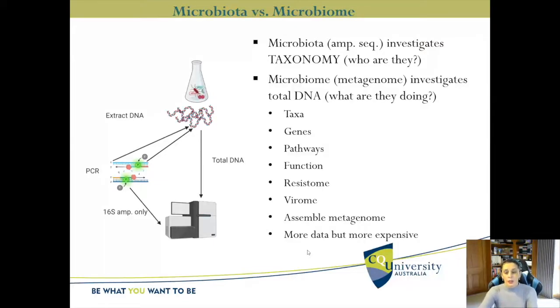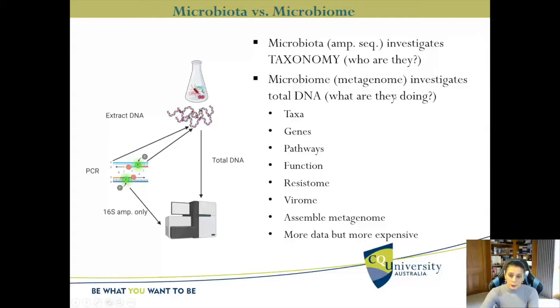Microbiota analysis, or amplicon sequencing, investigates taxonomy and answers the question, who are they? So if we have a mock community and we sequence the microbiota, we will sequence one small section of the DNA based on the primers chosen. We will amplify just the 16S ribosomal RNA gene, and based on that marker gene, after sequencing, we do the analysis and figure out the taxonomy of each one of these amplicon sequences.